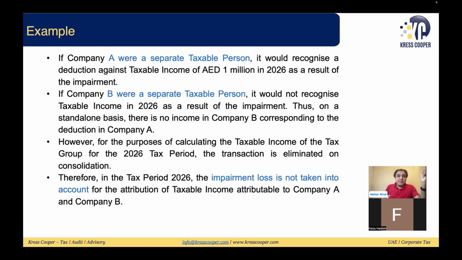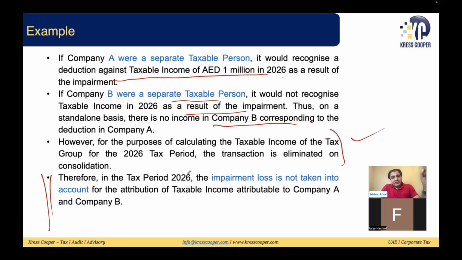A is a separate taxable person. Yes, it will recognize a deduction against taxable income of 1 million. B is a separate taxable person. Okay. B is impairing the loan. Group calculation will be required. This is very important. In the tax period 2026, the impairment loss is not taken into account. Why? The attribution of taxable income from A to B. The reason is that there is no corresponding impact. A is impairing the loan, it will not have an impact on B, so adjustment is not required.